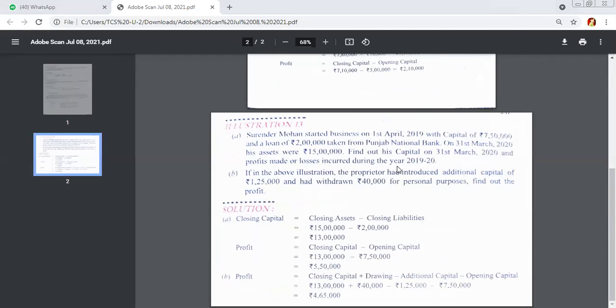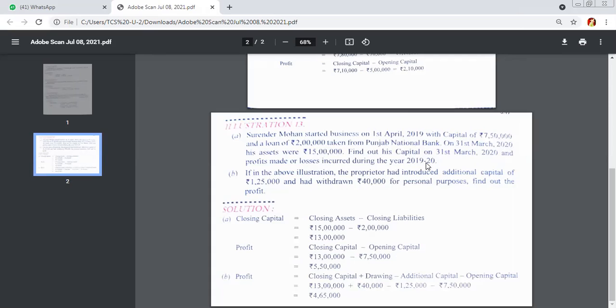Illustration number 13. Surinder Mohan started a business on 1st April 2019 with a capital of 7,50,000 and a loan of rupees 2 lakh taken from Punjab National Bank on 31st March 2020. His assets were 15 lakh. Find out his capital on 31st March 2020 and profit made or loss incurred during the year.